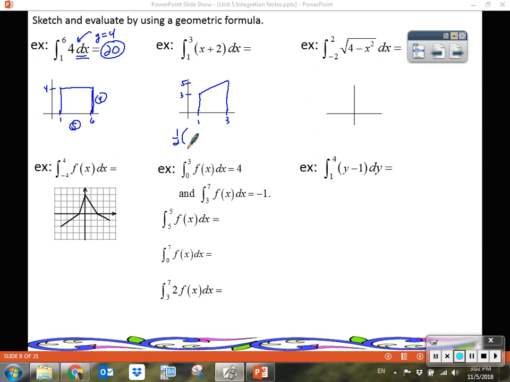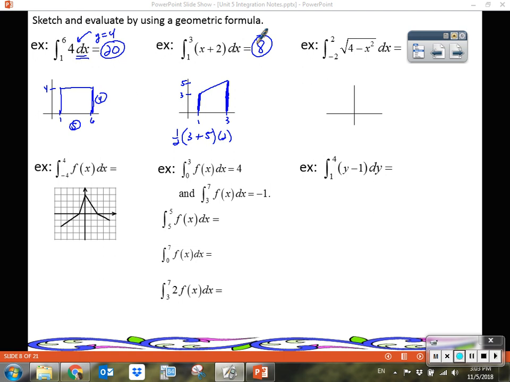So it's 1/2 times base 1, this is my first base, and that's 3, plus base 2, this is my second base, and that's 5. And then the height is this part right here. The distance between those two x values is my height, which happens to be a 2. So then we have 8, half of 8 is 4, and 4 times 2 is 8. So that is our area for that. That's our answer. That's the area under the curve.